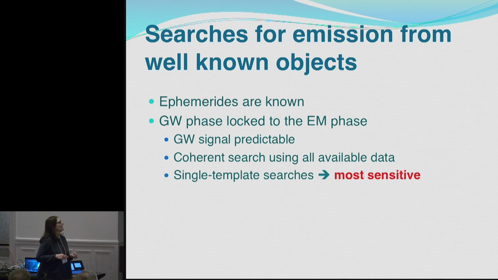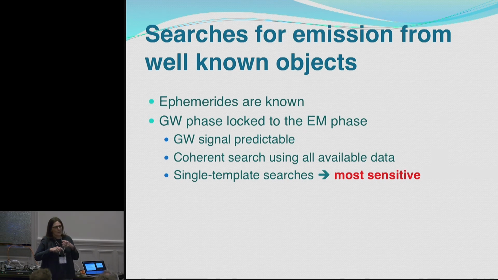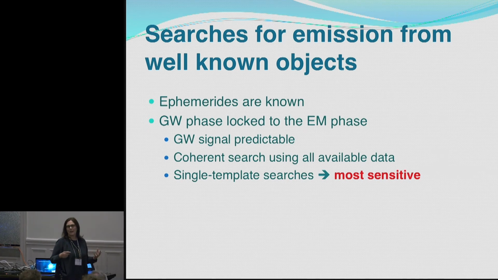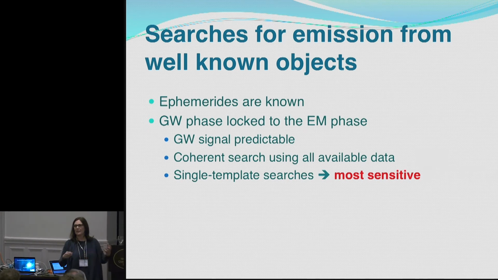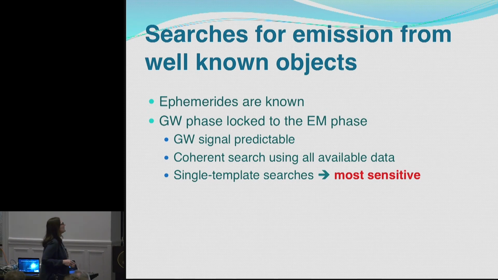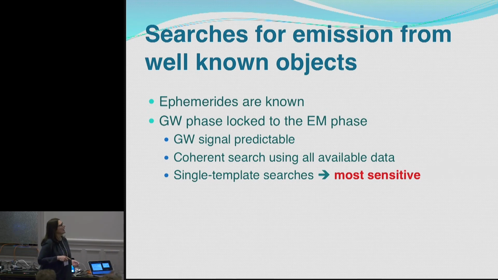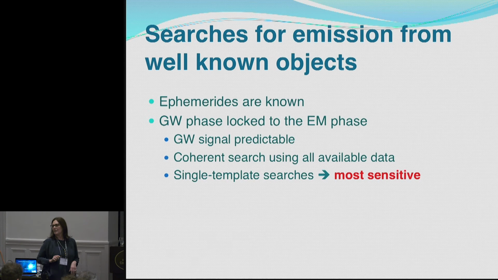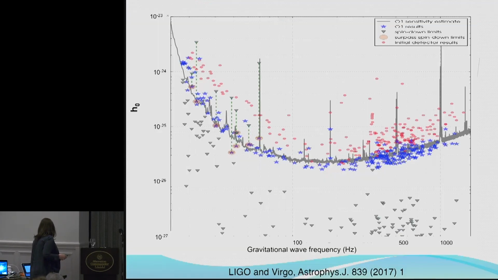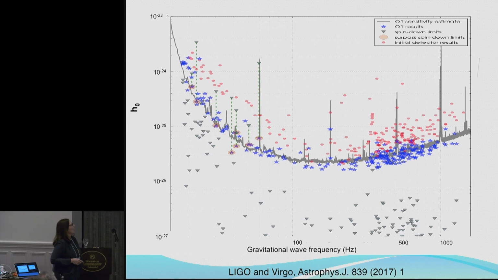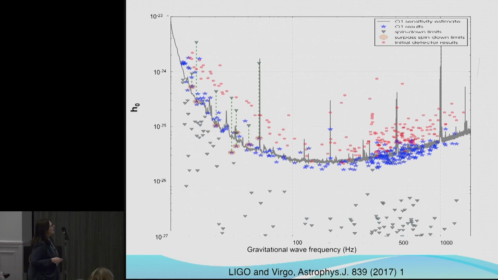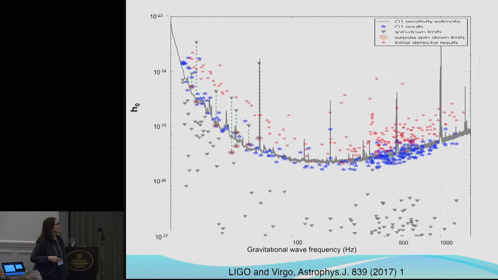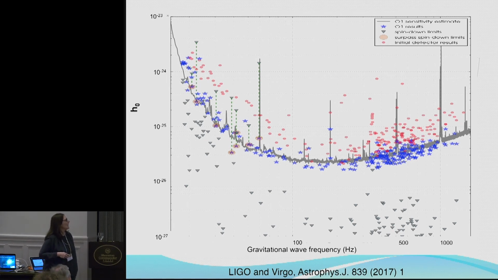And we search it with the most sensitive technique which we have, which are just coherent techniques using the whole observation time. And these are what we would call, in the language of the compact binary searches, single template searches, because we know exactly what the wave shape is that we are expecting. And so they're the most sensitive. And here are the results from the latest published search, which was on O1 data.